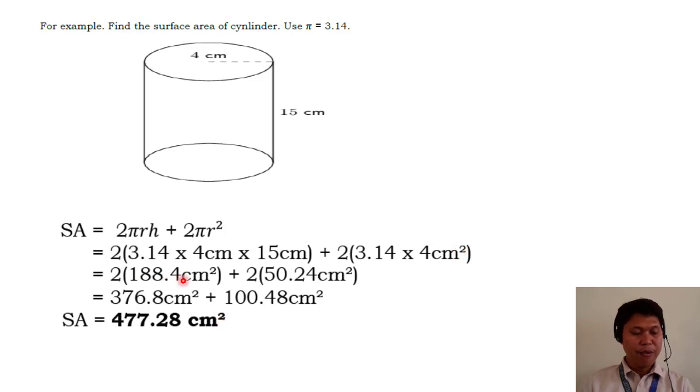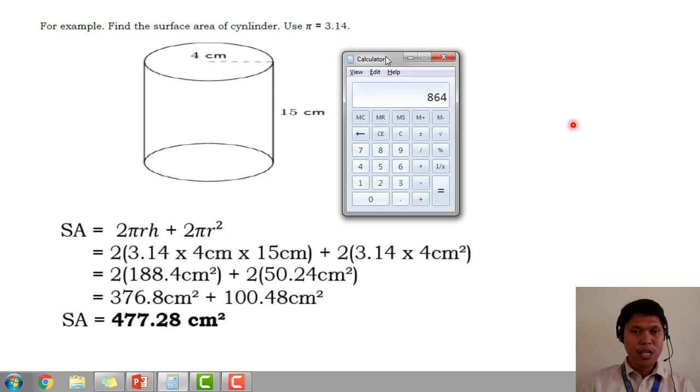And then to simplify, we are going to use the calculator so that you can see if the computation is correct. So let's start with 2 times 3.14 times 4 times 15, which is 376.8. This is correct. And then let's proceed to this one. 2 times 3.14 times 4 squared. So 4 squared is 4 times 4, which is equal to 16, and the result is 100.48. I'm sorry, there should be a 4 squared here.